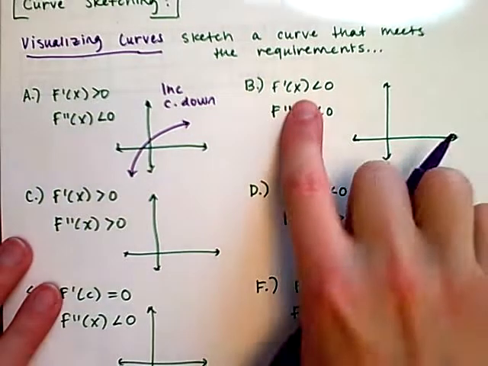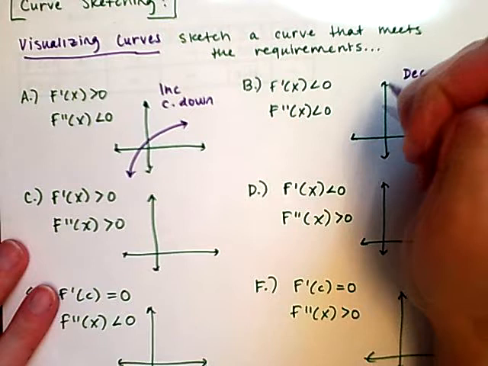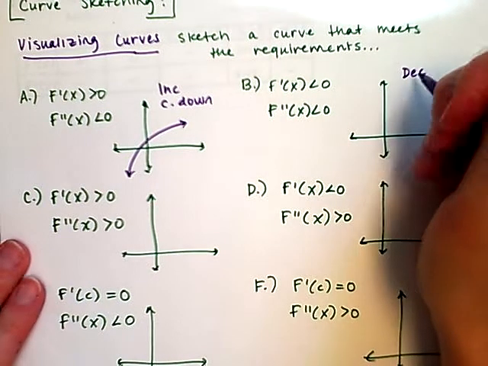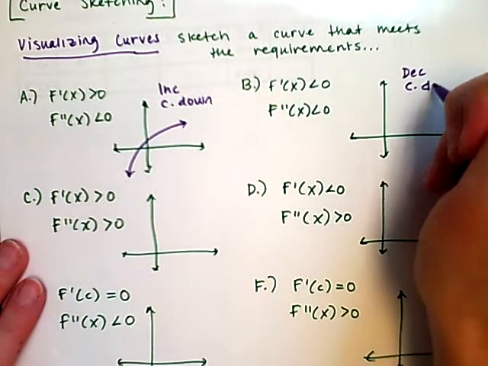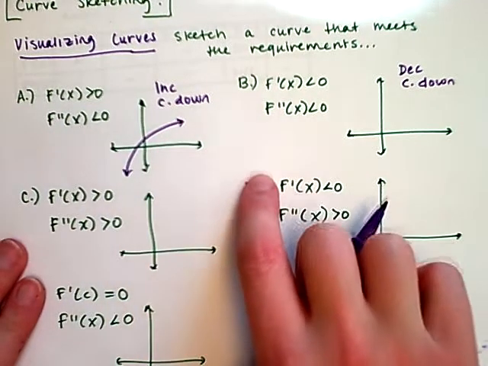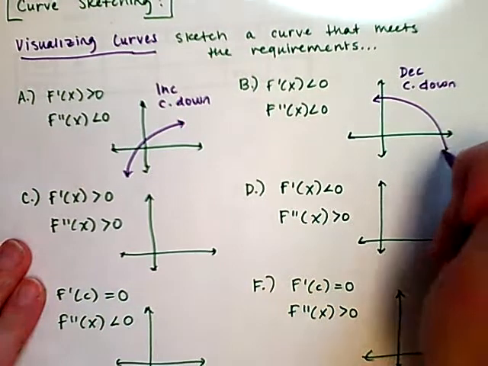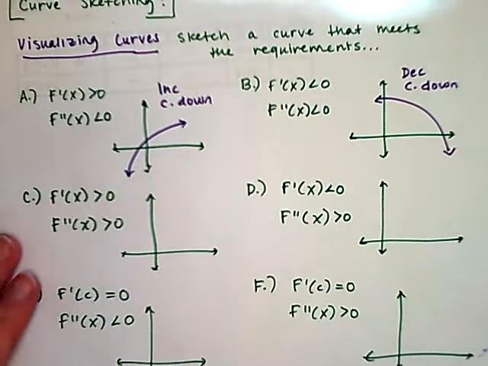Okay, for the next one, now f prime is less than 0, so my function should be decreasing. F double prime is still less than 0, so still concave down. So this is like the other half of this curve, right? If I were to continue and curve it down, it should look decreasing and concave down.